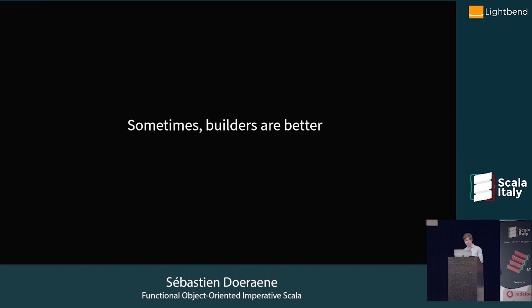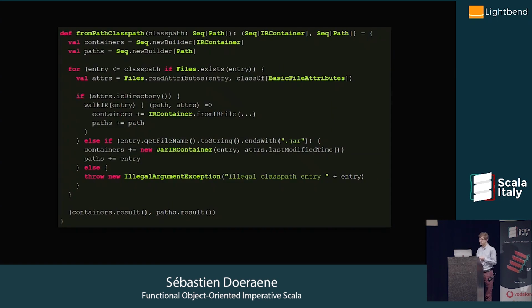But I just got rid of a builder and told you it was not idiomatic Scala, but sometimes a builder is actually the right thing to use. Let's take an example. This is a method from path class path, which takes a sequence of directories and jar files and will build up the IR containers.